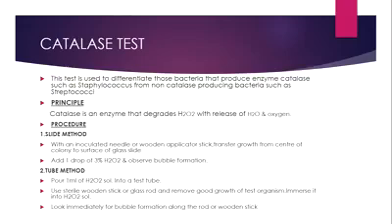What is the principle of this test? Catalase is an enzyme that degrades hydrogen peroxide with the release of water and oxygen. So when oxygen is released, bubbling is formed, which indicates that the test is positive. Now we have two methods, the slide method and the tube method.